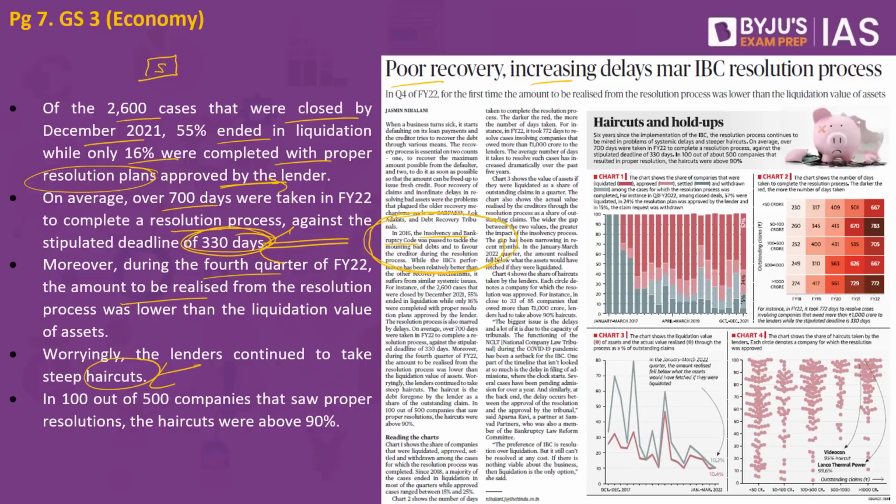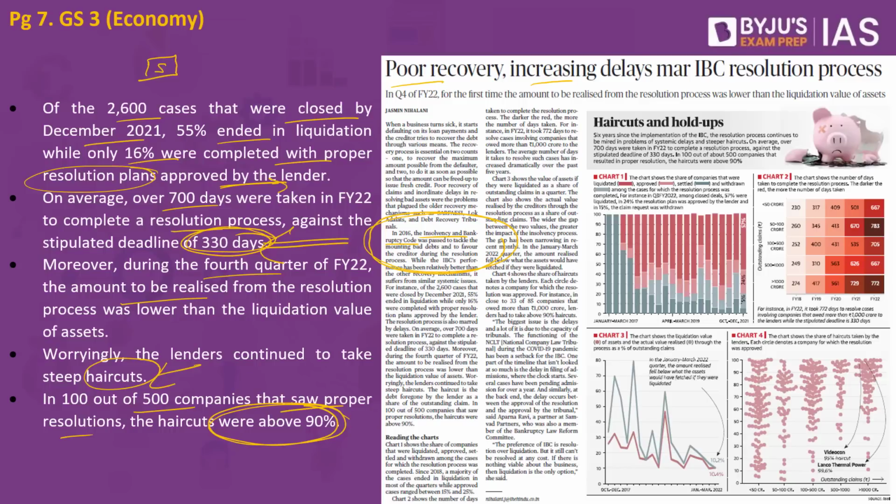So even if that company is paying back the creditor, the full amount is not being paid back, which is again not being addressed by the IBC. In 100 out of the 500 companies that saw proper resolution, the haircuts were about 90%, which means creditors have taken a 90% hit, and this ultimately has become a major problem even under the IBC process.